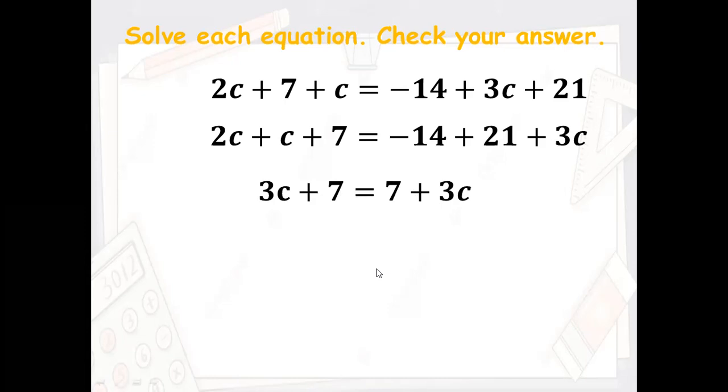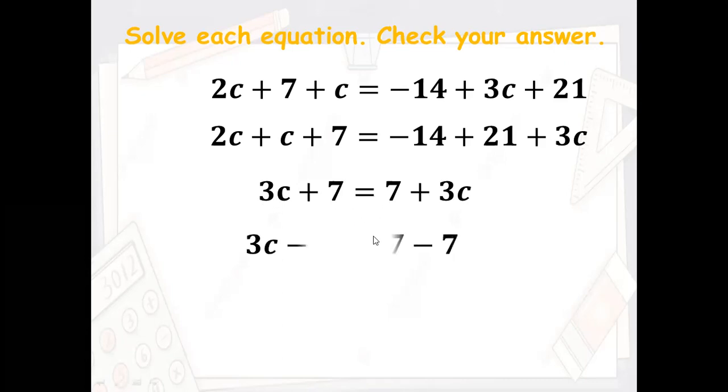Now if you look at this equation, you can see that they are literally the same. See, 3c plus 7, 7 plus 3c, it's the same. Read this the other side: 3c plus 7, 3c plus 7, it's the same. So both sides of the equation are equal.